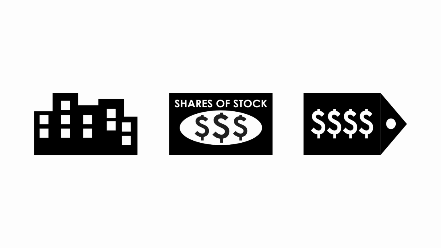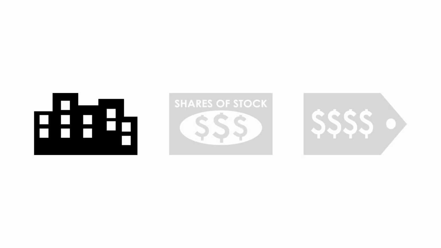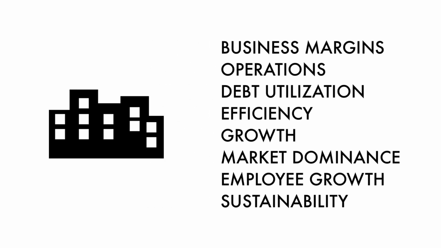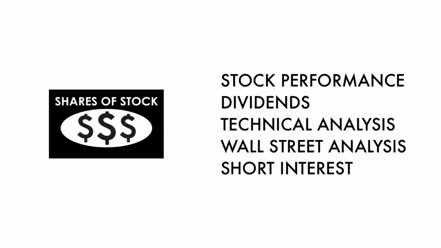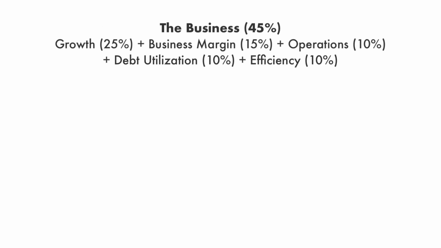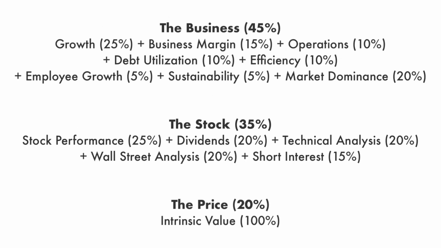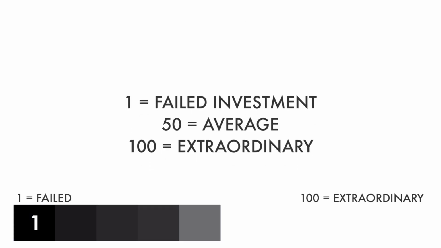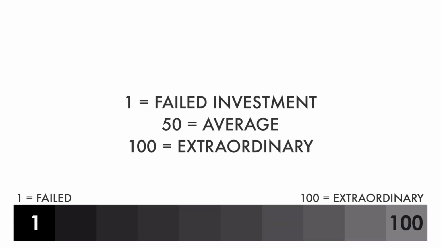There are three factors that comprise my analysis: the business, the stock, and the price. These three factors are subdivided into 14 metrics that give us the complete picture of the company. Each factor and each metric are given different weight, together adding up to 100% of the overall analysis. Each factor and each metric are then given a grade from 1 to 100, with 1 being a failed investment, 50 being average, and 100 being extraordinary.